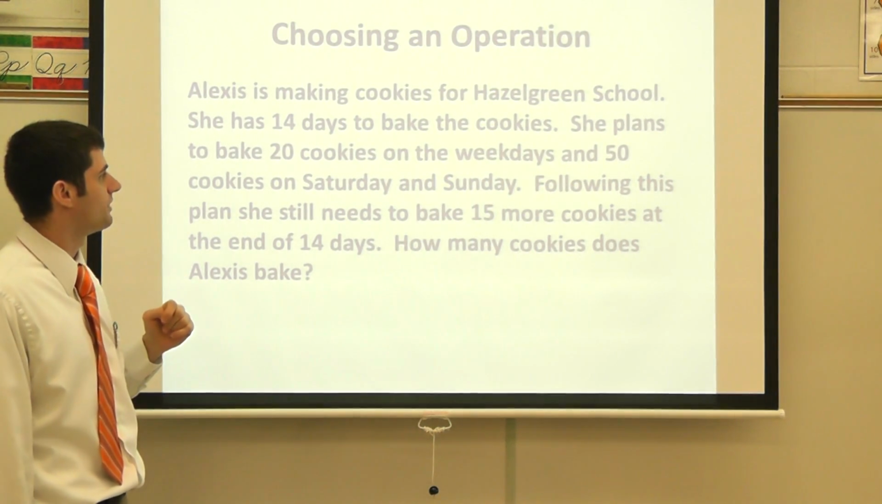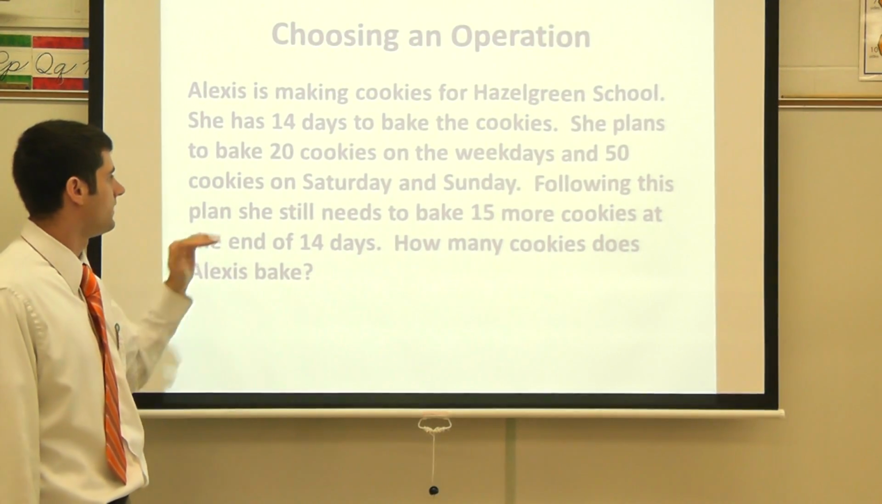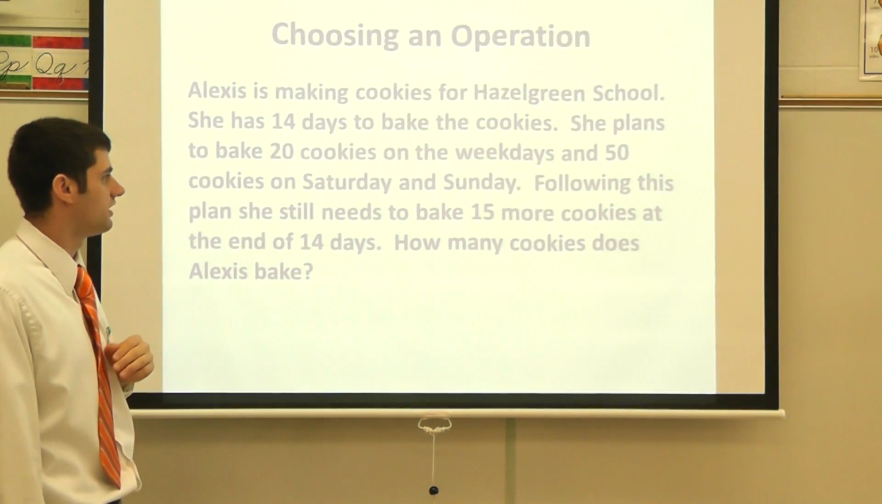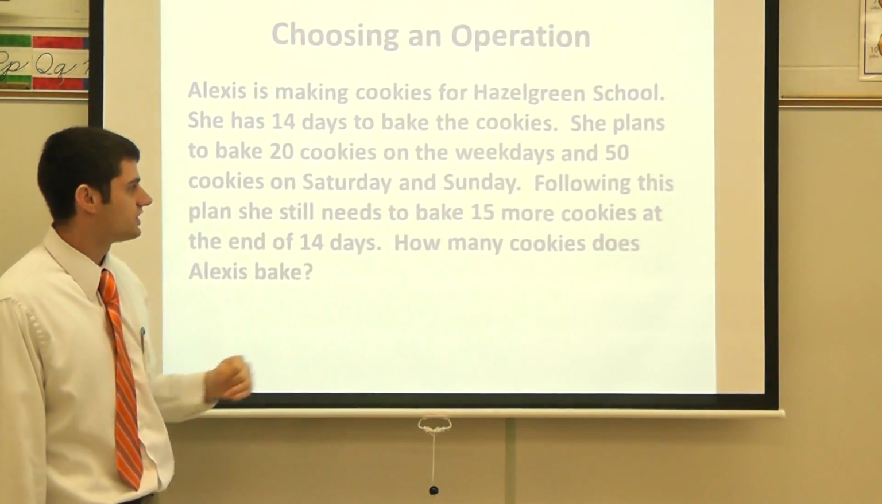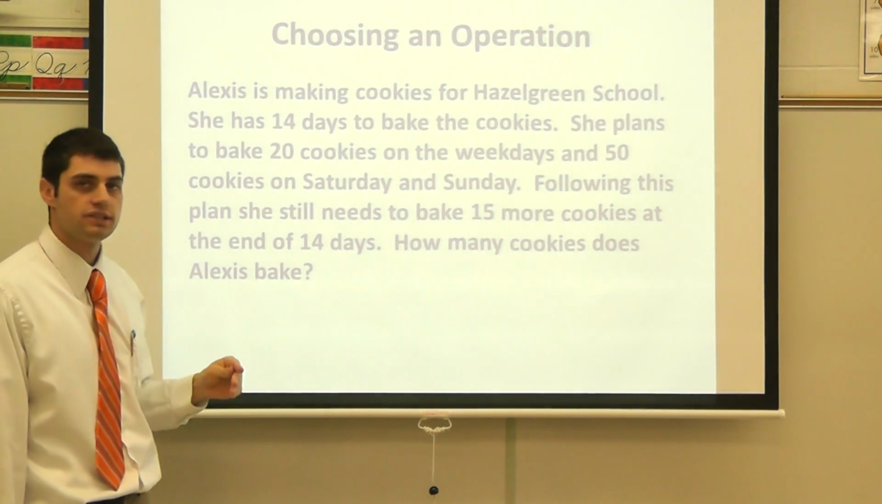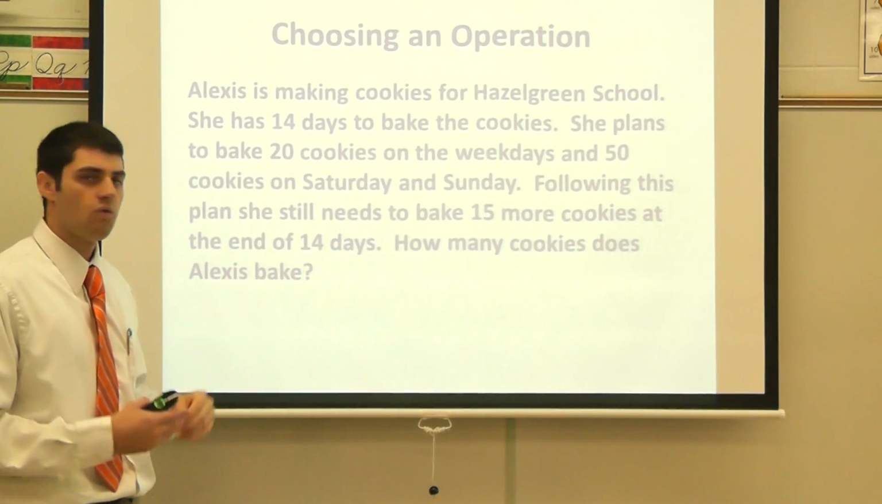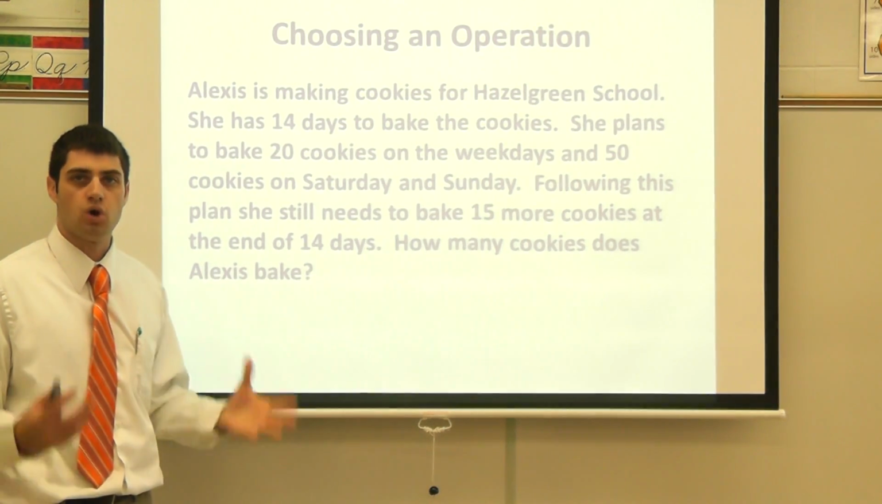It says she plans to bake 20 cookies on the weekdays. Okay, so that's another important piece of information. And 50 cookies on Saturday and Sunday. So I have the weekdays and the weekend information. Following this plan, at the end of the 14 days, she still has to bake 15 more cookies. There's my last piece. Now the final part of this planning is, what am I trying to figure out? How many cookies does she bake total?